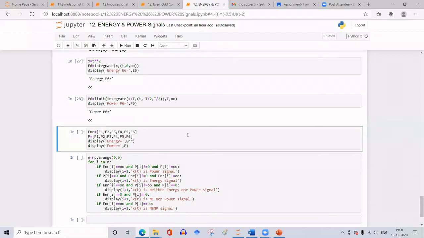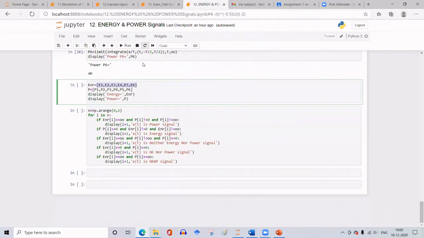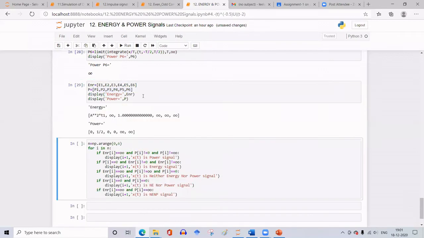For this problem, I have not written that table. Instead, one more case I am demonstrating here. For all these 6 problems, I have taken the energy that we have calculated as an array and power also as an array. Energy is designated by an array ENR, and this array E1, E2, E3, E4, E5 gives the energy evaluated in the previous steps. And the power I am designating by P, an array consisting of all the powers. Okay, so let me display these arrays.